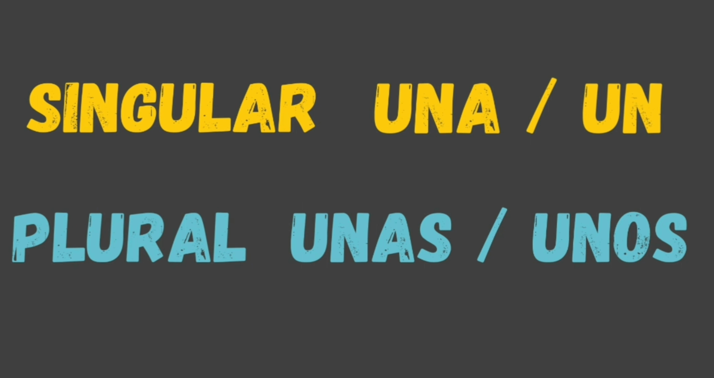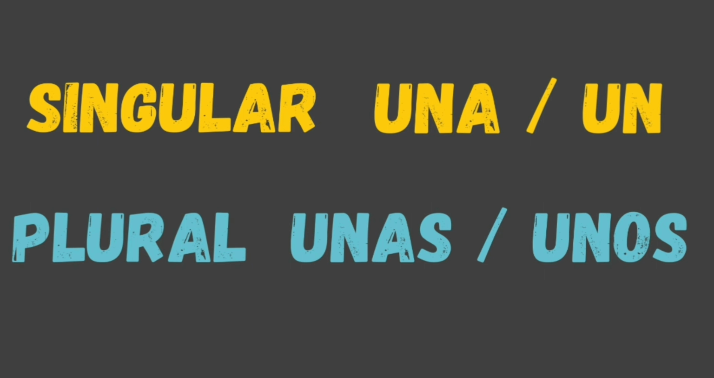Now, if we're talking about a male gender, then we're going to use the indefinite article un. For example, a bus. That means in Spanish, un camión, a bus, un camión. Another example would be a student. If we're talking about a male student, then we're going to say in Spanish, un estudiante, okay?